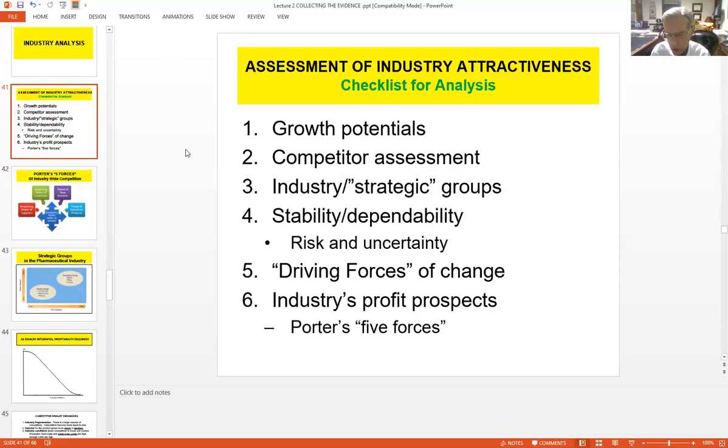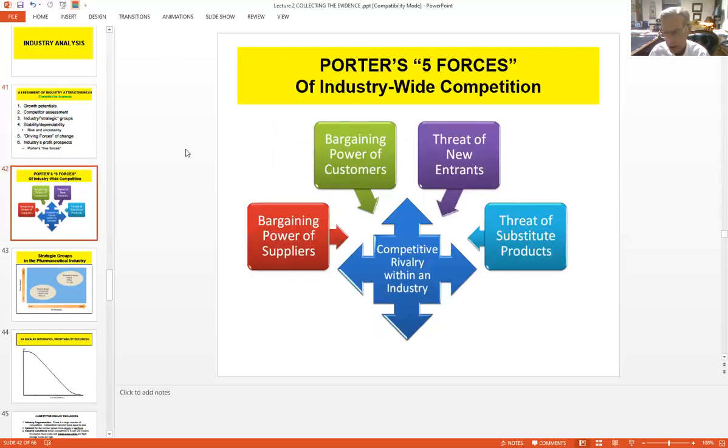We could look at what's forcing change to occur in our industry, and we could look at our industry's profit potential. And in fact, Michael Porter gave us his 5 forces model, economic forces that drive industry profitability. You need to do this analysis if you're doing a project. You need to do this analysis for the industry that you're studying.